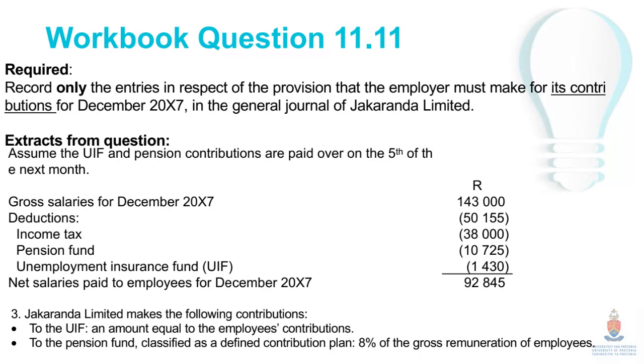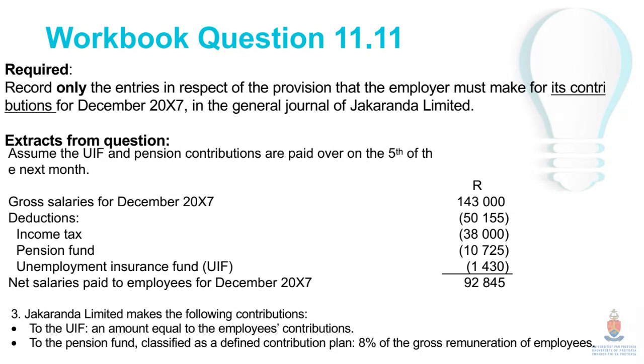Okay. So firstly, the required. We have to break down the required. Sometimes as students, when we get the question paper, we just want to read everything and answer the question. But let's take the time and break down this required to understand what is being asked of us. If you have a look at what this required is saying, they're saying record only the entries in respect of the provision that the employer must make for its contributions. So it's only looking for the provision journal entries, and only for the contribution.